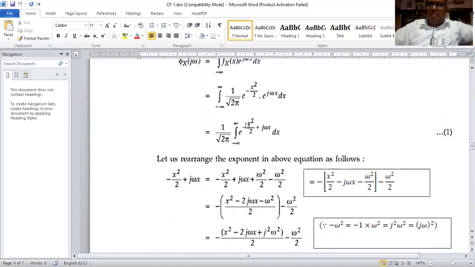Now I need to rearrange this exponential to integrate it. So how to do it? That's the technique that we need to follow. Now let me consider this value in the exponent. So let me write that down and try to put it in a different format so that I am able to evaluate it. I shall put minus x squared by 2 plus j omega x. So here let me add and subtract omega squared by 2. In the expression minus x squared by 2 plus j omega x, I shall add and subtract omega squared by 2. So I get minus x squared by 2 plus j omega x plus omega squared by 2 minus omega squared by 2.